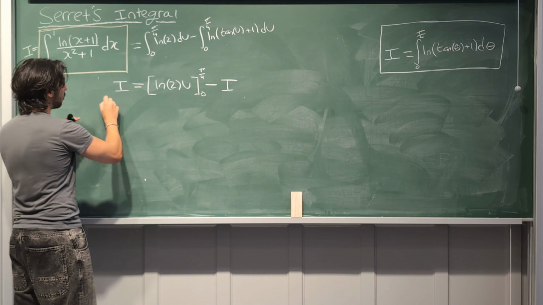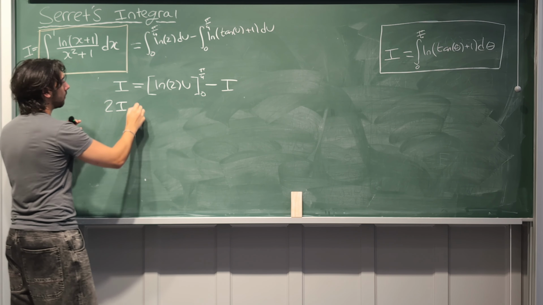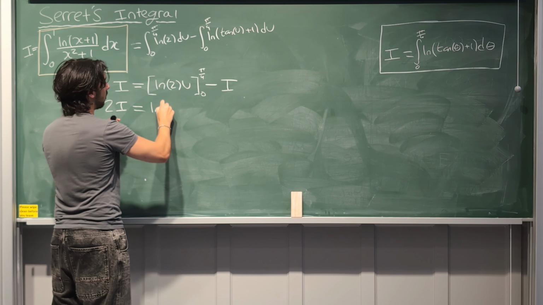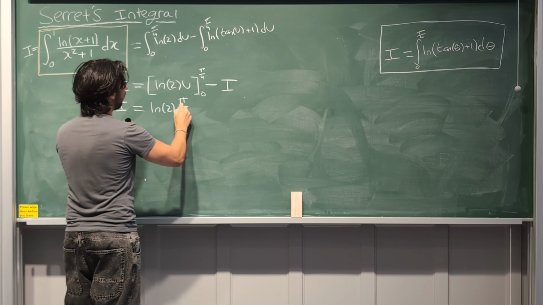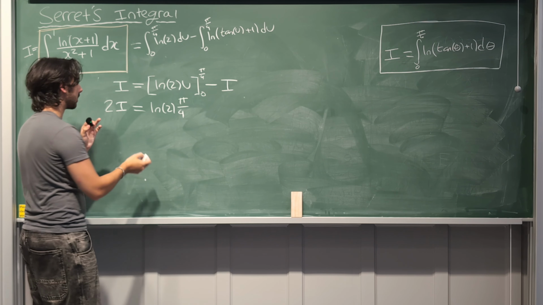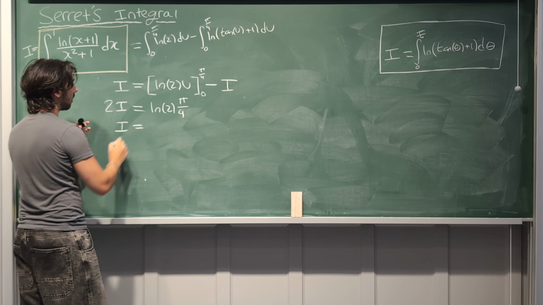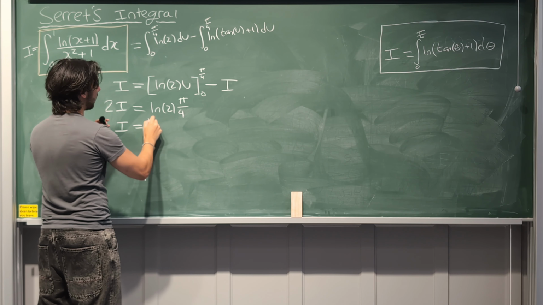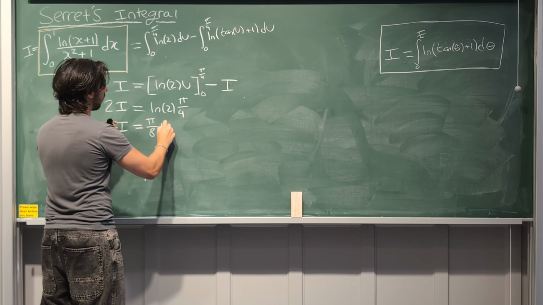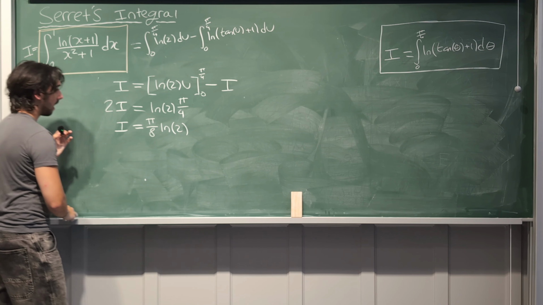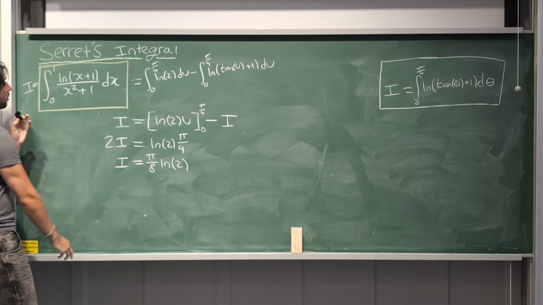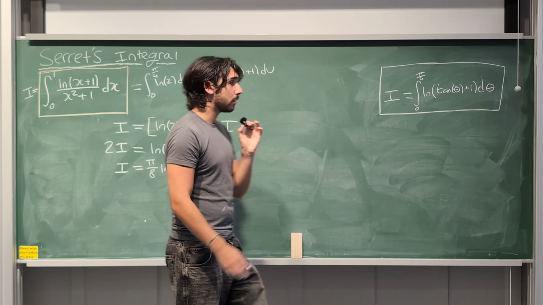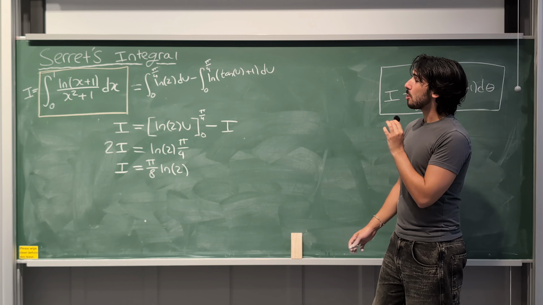Rearranging it, we then have that 2I, just by adding I to both sides, is equal to this bracket here. So this is going to be the natural log of 2 times pi over 4 minus 0. So I is going to be equal to half of this: the natural log of 2 times pi over 8, or I'd write it as pi over 8 times the natural log of 2. And that's the answer. The integral from 0 to 1 of the natural log of x plus 1 over x squared plus 1 is pi over 8 times the natural log of 2.